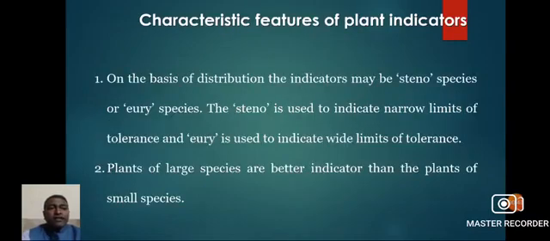Characteristic features of the plant indicators are as follows. On the basis of distribution, the species acting as an indicator can be classified into stenospecies and eurispecies. The steno is used to indicate narrow limits, while euri is used to indicate wide limits of tolerance. Large species are better indicators than the plants of small species.